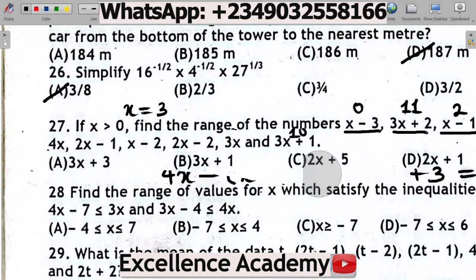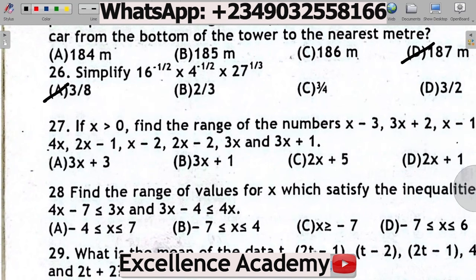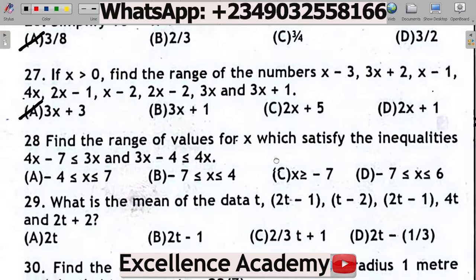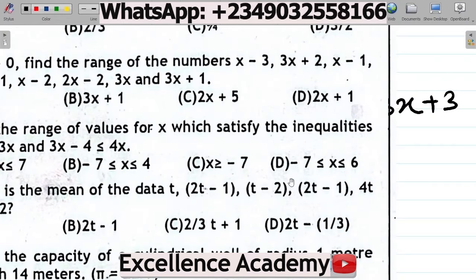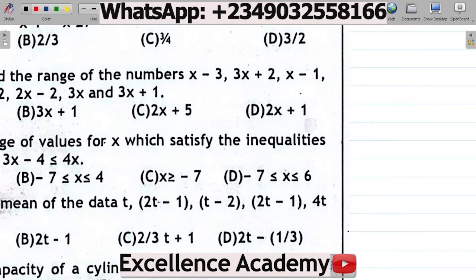So I'm going to clear this so that we'll have a neat work. So the correct option there is A, 3x plus 3. That is your correct answer. Next up, question number 28. Let me take this one off too.